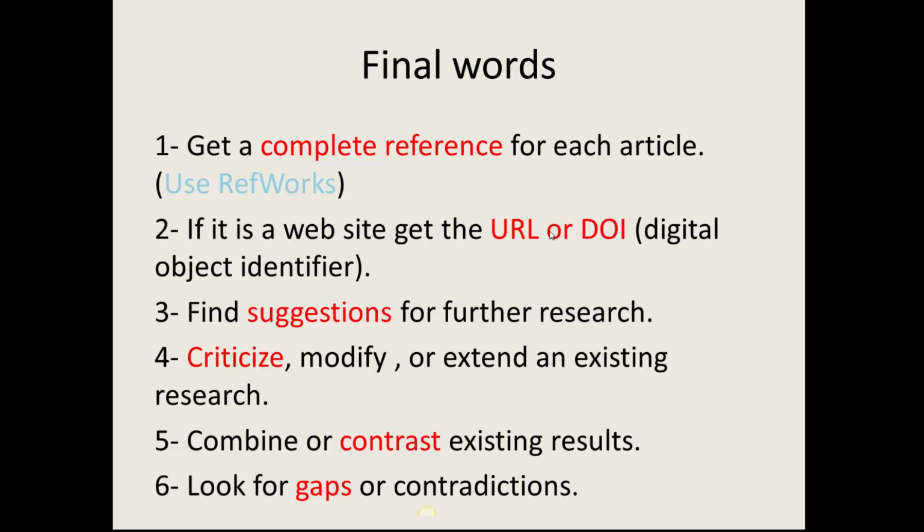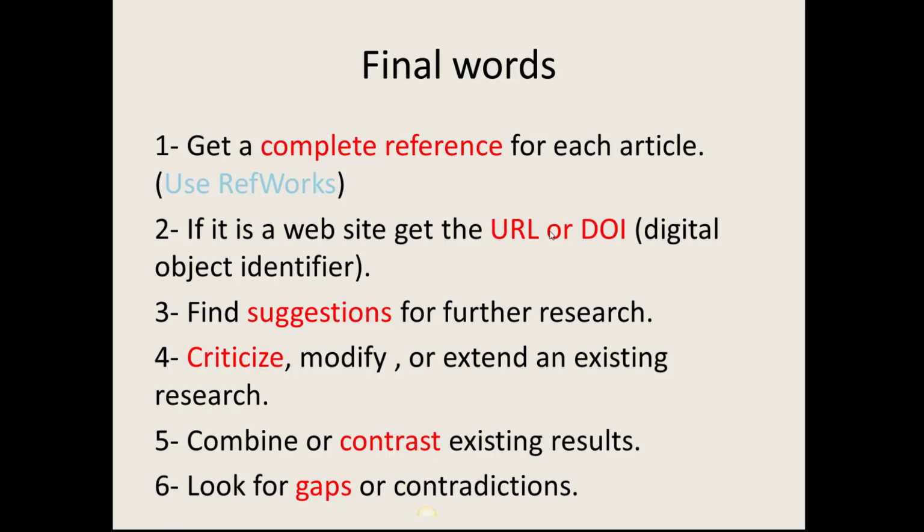Find suggestions for further research. At the end of most research articles, there are some suggestions for further research. I believe that's the best way you can find a good and important topic for your research. So as you're going through your literature review, if you see any suggestions at the end, usually in the conclusion of the research, you can use that to come up with a good idea for your research.